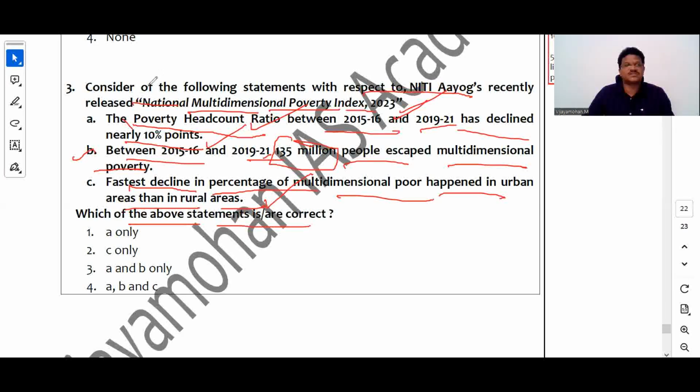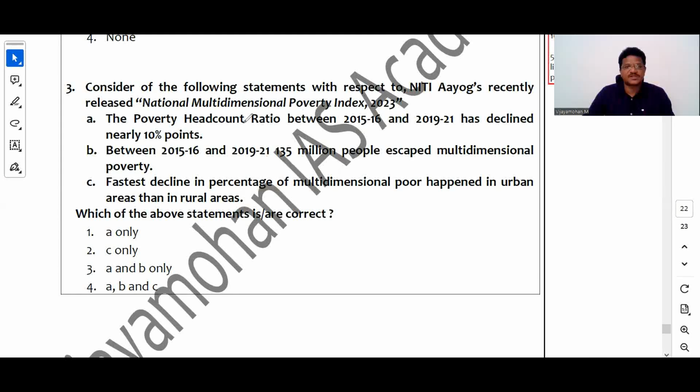So if you want to answer, just pause the video and try to answer. The correct answer here is A and B only. So you could చూసినట్లయితే statement A is correct. Why? Because from nearly 24%, the poverty headcount ratio declined to nearly 14%. So you witness 10 percentage points reduction in headcount ratio. Headcount ratio lo manaki 10 percentage point reduction kanipistundi.